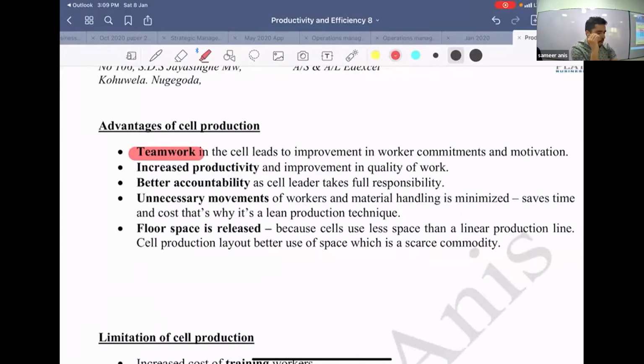Because some of you may remember Maslow's hierarchy theory. He believed in something called social needs, and social needs were met when workers work together. So that is also done here. In cell production, workers work in teams, so they become more motivated. Because honestly, guys, it's more fun working in a team than alone.